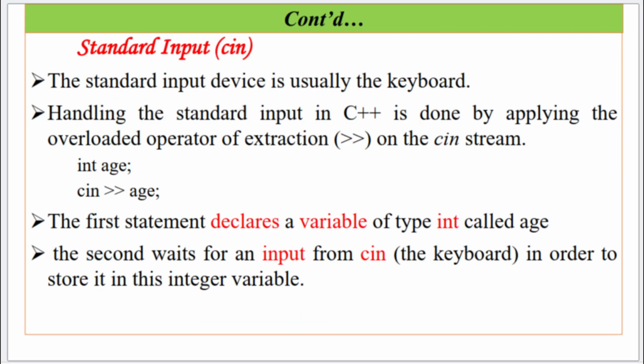Standard input, cin, is the standard input device, usually the keyboard. Handling standard input in C++ is done by applying the overloaded extraction operator, >>, on the cin stream. Example: int age; cin >> age; The first statement declares a variable of type int called age. The second waits for an input from cin, the keyboard, in order to store it in this integer variable.